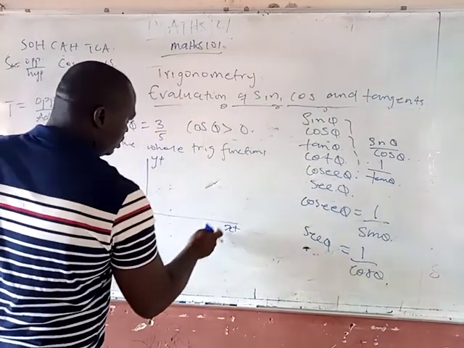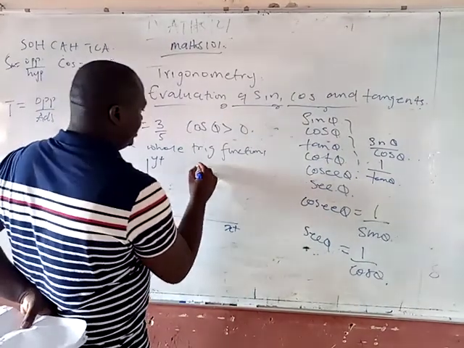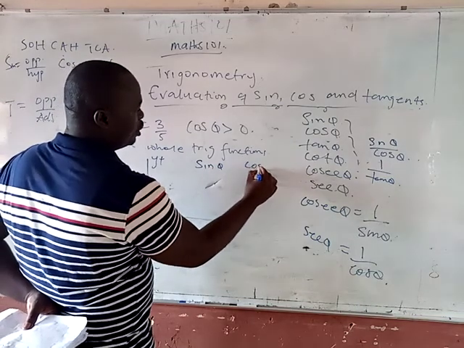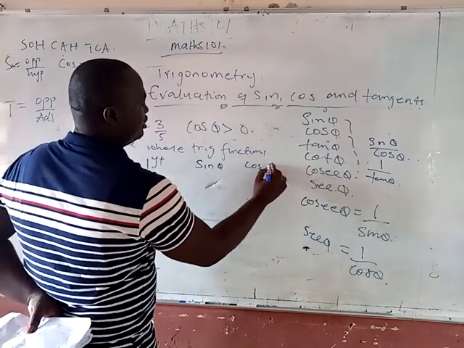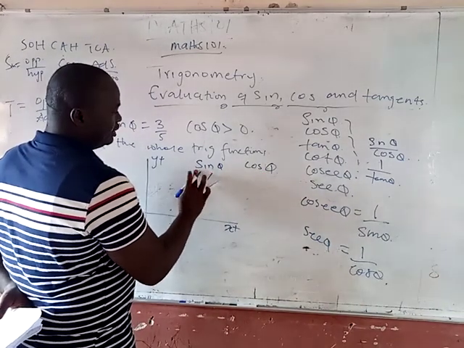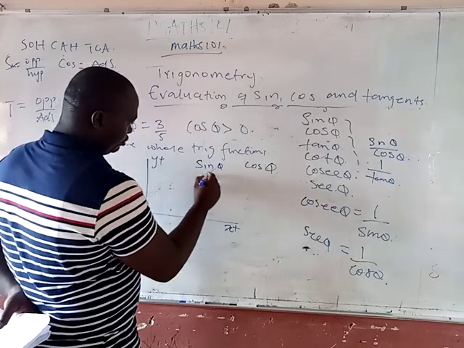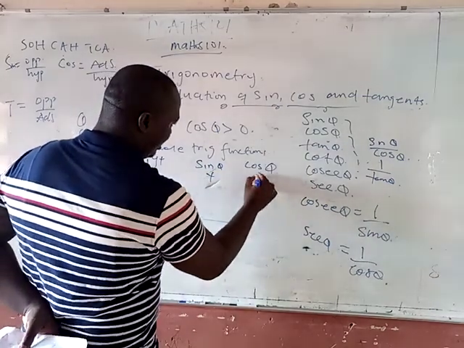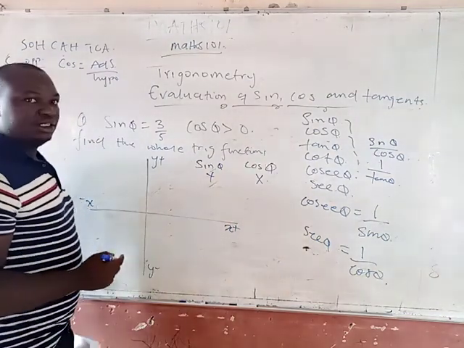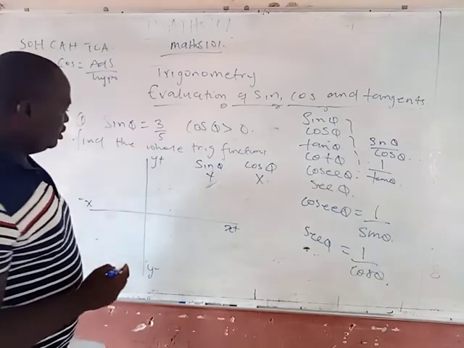Now, under this trig, sine theta is represented as our y value. Cos is our x value. Please note this, that sine is my y value, and cos is an x value. And I want you to know something. Pay attention, please. This is the foundation of this course.